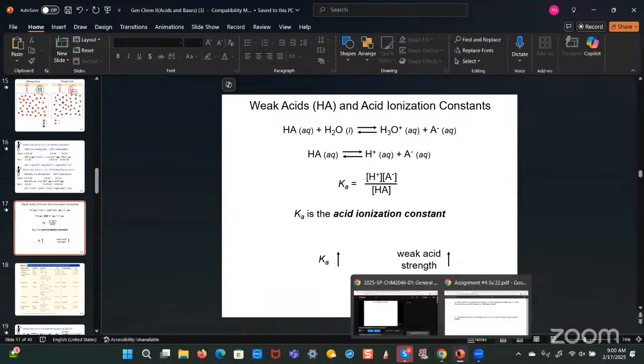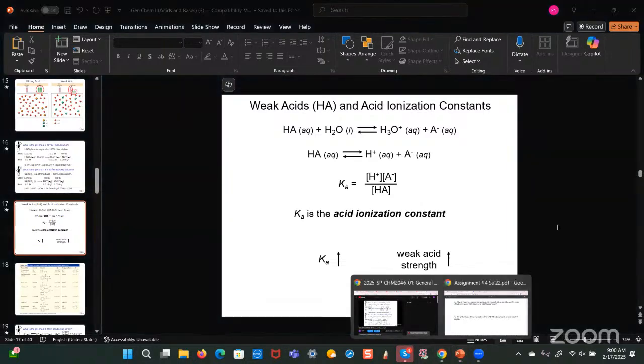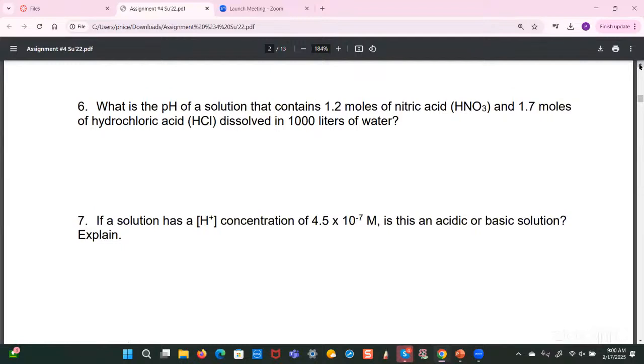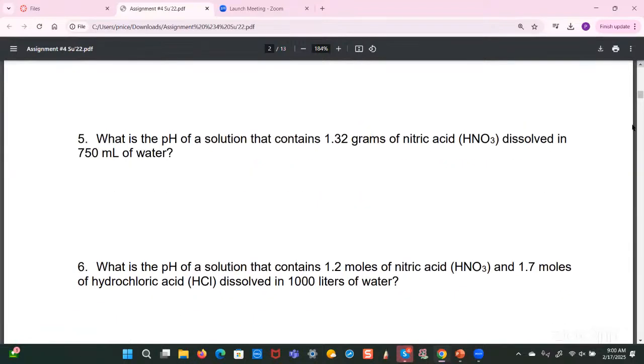Okay, so based on what we have covered so far, we'll probably only be able to do one or two of these questions in class, based on the fact that we have 15 minutes remaining. Let me go back to the assignment. So now we should be able to do question 4, 5.